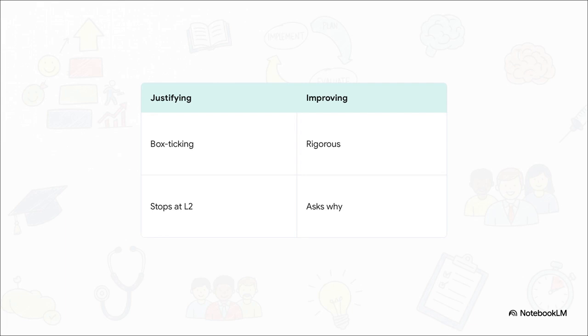True, rigorous evaluation shifts the whole focus to improving training. It doesn't just ask if it worked, it asks how and why it worked, under what specific conditions, and for which specific learners. It treats evaluation as a vital tool for evolution, not just a way to justify your budget.